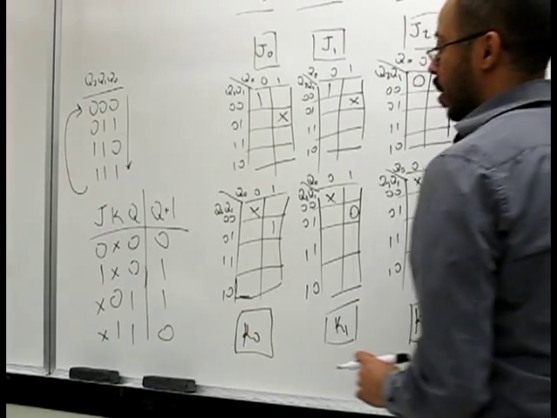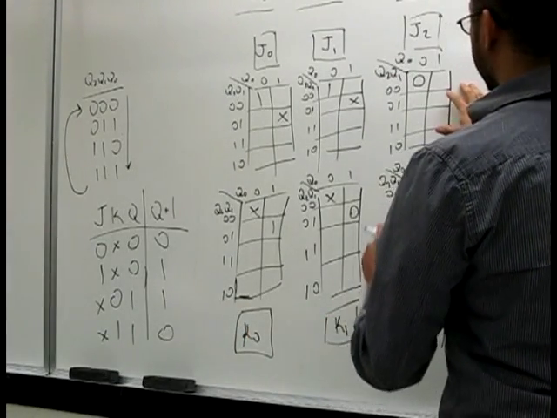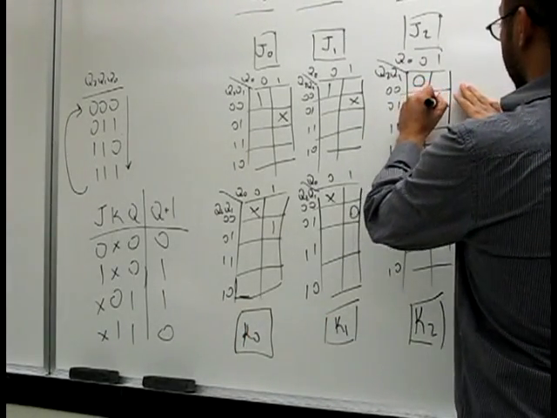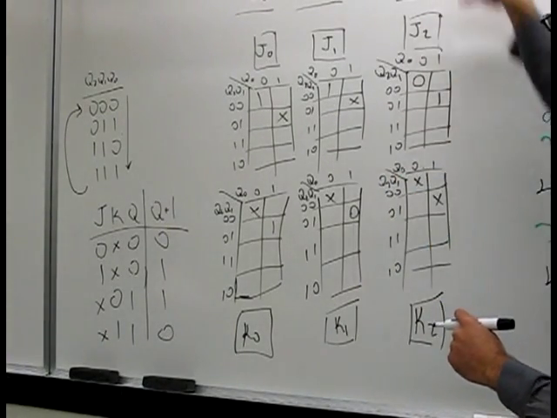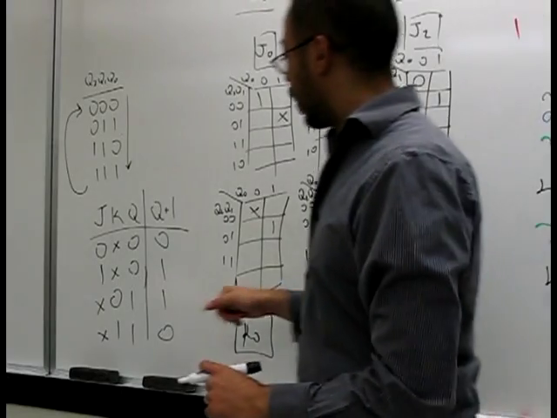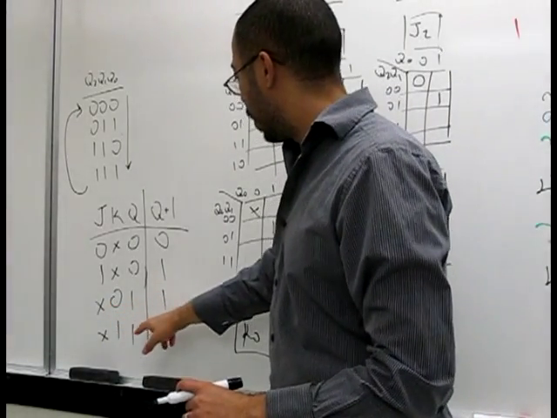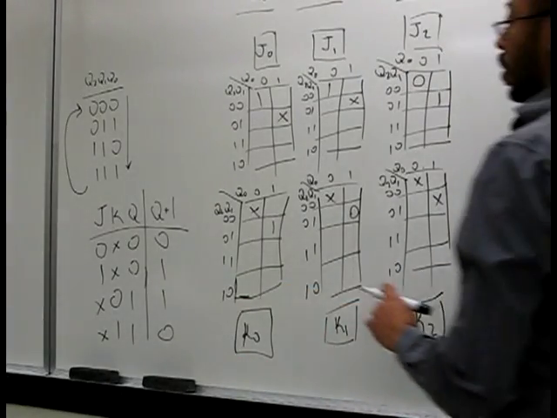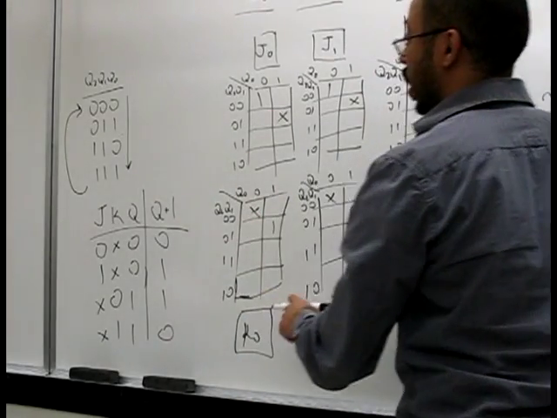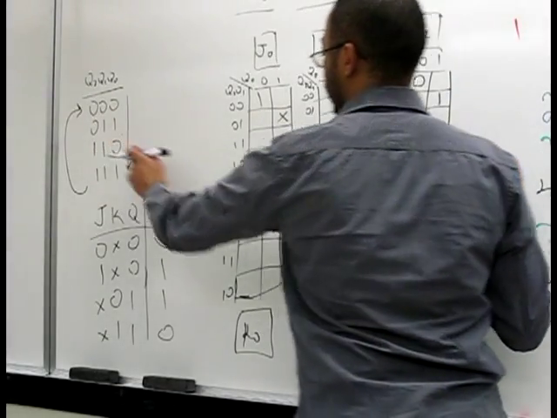J is 1. K doesn't matter. 0, 1, 1, J is 1. K doesn't matter because now I'm affecting the Q2 bit. I'm in the Q2 position. Alright. And final transition state, 1, 1, 1. We're going 0 to a 1 again. That's a 1x. So we're 1, 1, 0 now.